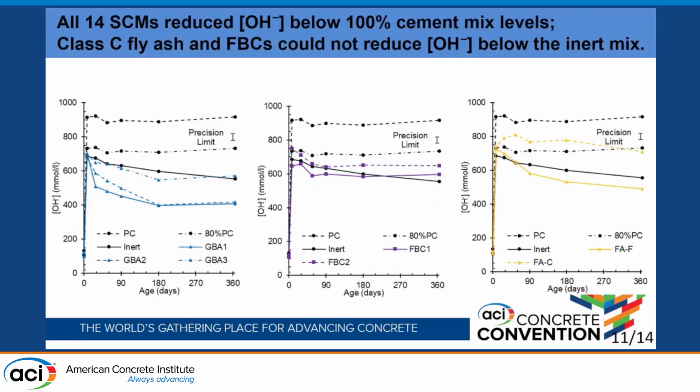For the coal ash products, of the three ground bottom ashes, except for one of them, the other two did a good job reducing the pH. And for the case of FBCs, this was not the case. For the two fly ashes, class F fly ash lowered the pH below the inert, but class C, as we expect, and I will explain more about it, class C could not do the job and reduce the pH below the inert material.